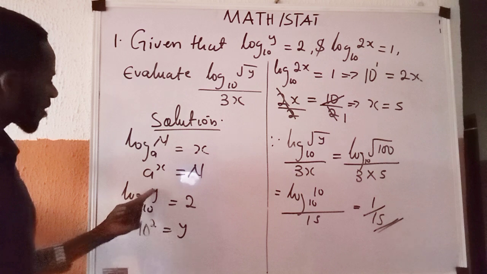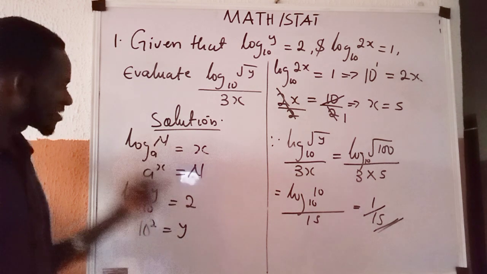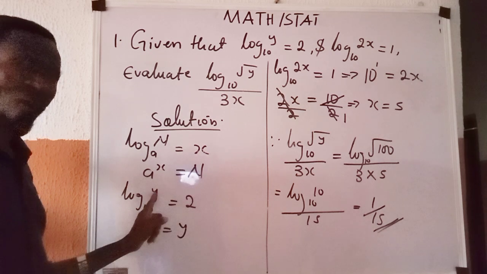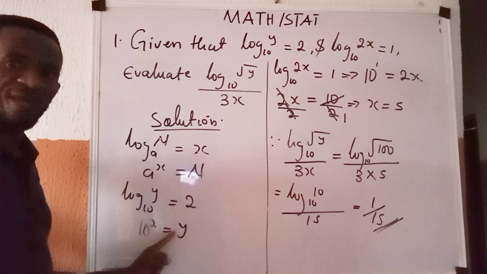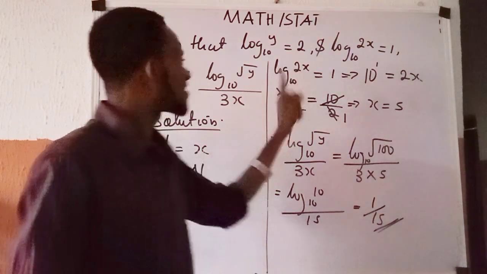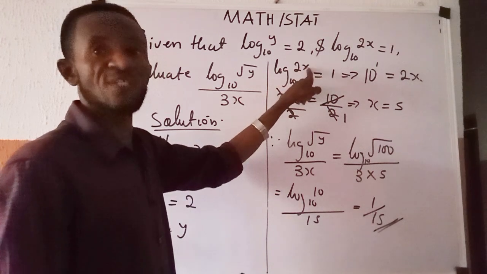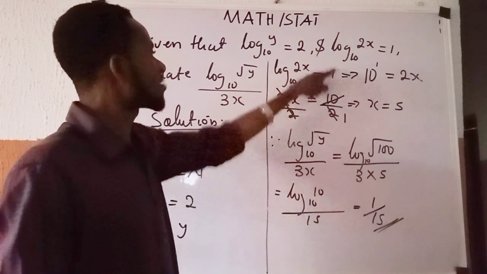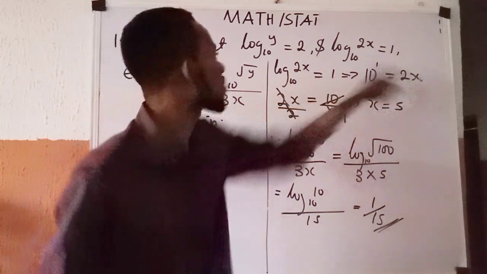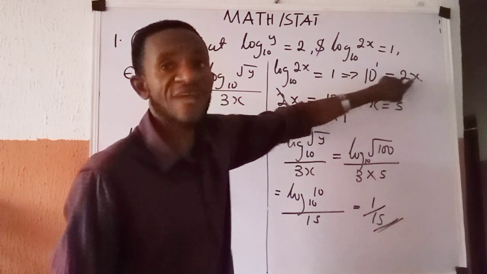So I am going to apply this method now. What I have there is log of y base 10 equals 2. Treating it as I did the other one, it becomes 10 raised to power 2 equals y. This is the value of y. I am glad I've arrived at the value of y. I come over here: log of 2x base 10 equals 1. My interest is to get x, but I first need to transform this into indices. So it has become 10 raised to power 1, which is 10, equals 2x. My interest is to get the value of x and not 2x.